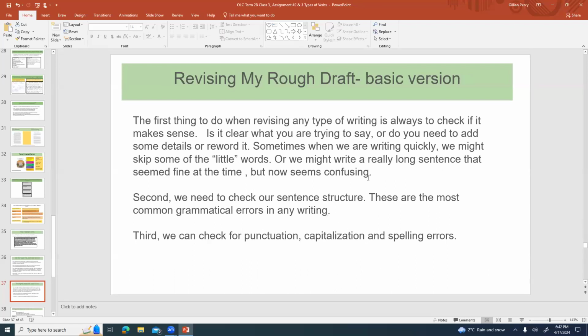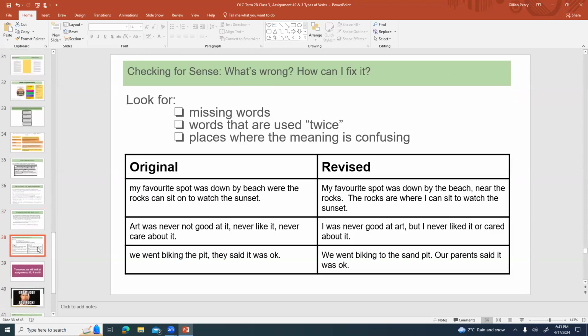The first thing to do when you're revising any type of writing is always to check, does it make sense? Is it clear what they're trying to say, or do you need to add some details or reword it? Sometimes when we're writing quickly, we might skip some of the little words, or we might write a really long sentence that seemed fine at the time, but now seems confusing. Second, we need to check our sentence structure, and those are the most common grammatical errors in any writing. Third, we check for punctuation, capitalization, and spelling errors, which we talked about in the other assignment as well, right?